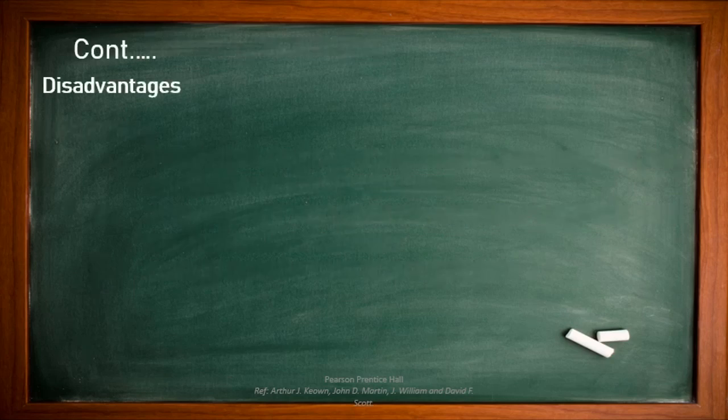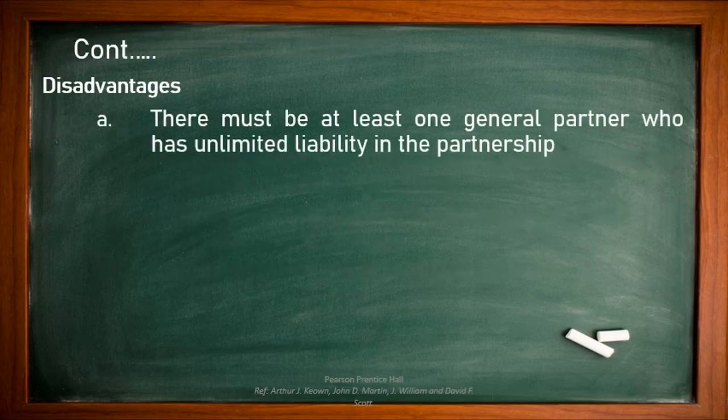Same as that, they have disadvantages as well. The first: there must be at least one general partner who has unlimited liability in the partnership. As I told you, all partners cannot be limited partners, so who will take the business responsibility? One partner, maybe the main person who brought the idea, who is running the business and taking all decisions, must take the responsibility as a general partner. So in a limited partnership also, one partner is a general partner, and this is a disadvantage. That person is going to face all the problems.